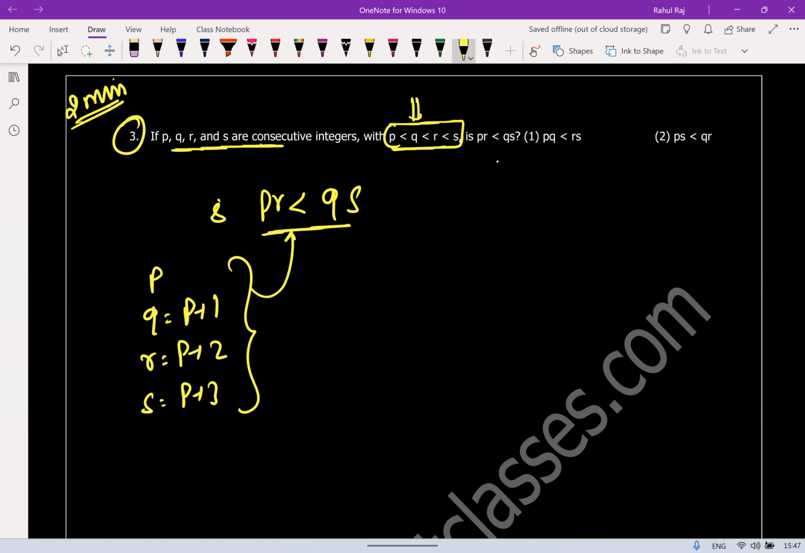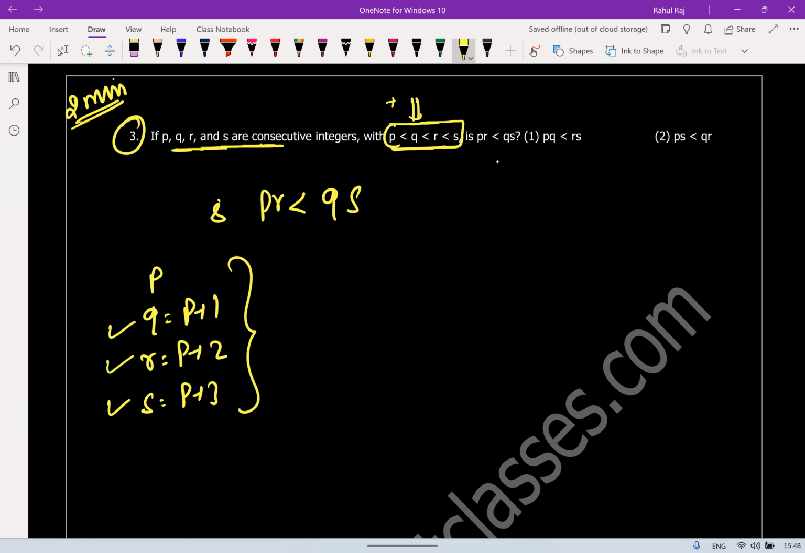Because I'm not comfortable with all four variables in the question, I'll have to take a good set of numbers. I'll have to take a positive set, a negative set, and maybe a positive and negative combined set. So to ensure that I don't play around with four variables, I try my best to change the question if it's possible. And it is possible here, because the question asks is PR less than QS, and they have given you the information that they are consecutive integers in the order P less than Q less than R less than S. So I've just done Q equal to P plus 1, R equal to P plus 2, S equal to P plus 3.